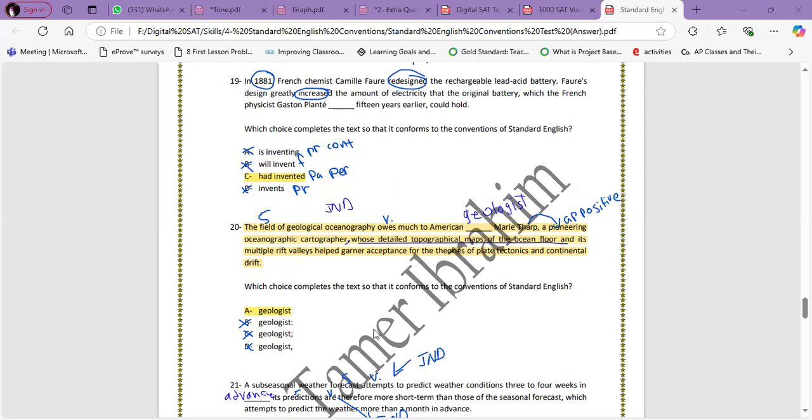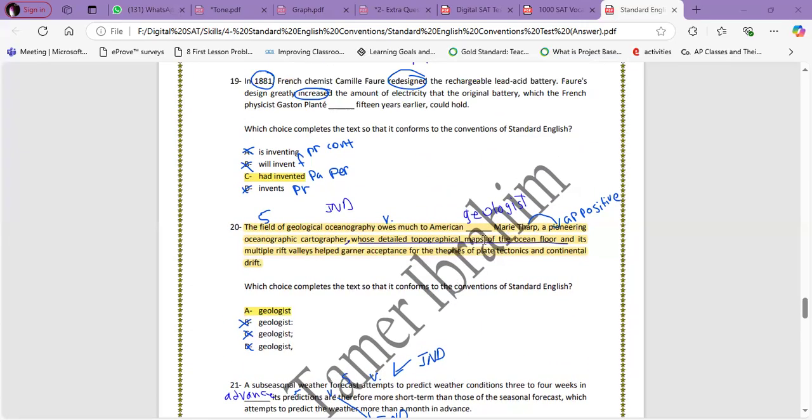The comma, we know many things, but let's find now. The field of geological oceanography owes, subject verb, much to American geologist Mary Thorpe. Wait. Any title with the name, they are important. Don't separate them. But teacher, there's a comma here. Is this comma actually for "a pioneering oceanographic cartographer"? I don't care about this one. The main thing is between geologist and Mary Thorpe. These are essential. Don't separate them. What comes after is the appositive.